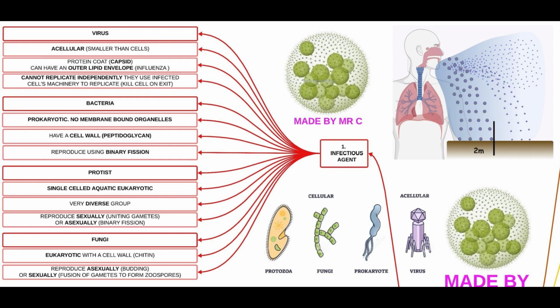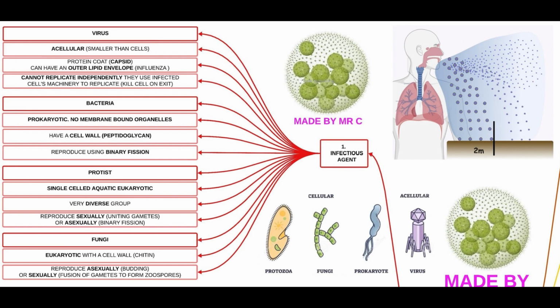There is a virus that is acellular, which means it's not made of cells. Most viruses are about 100 nanometers. They have a protein coat called a capsid, and they can have an outer lipid envelope. They can't replicate independently, so they need to infect cells, take over the cell, and then use the cell to make more viruses.